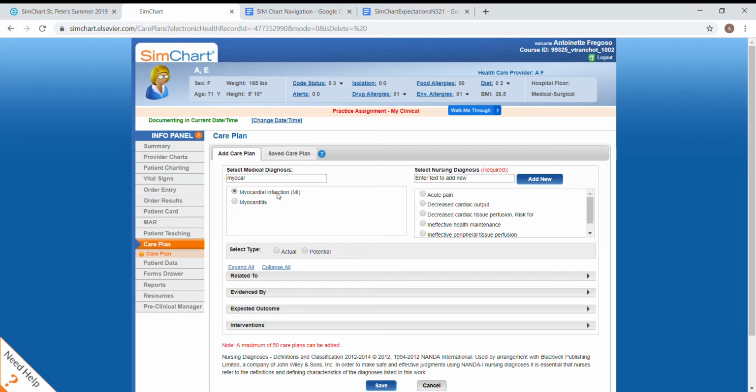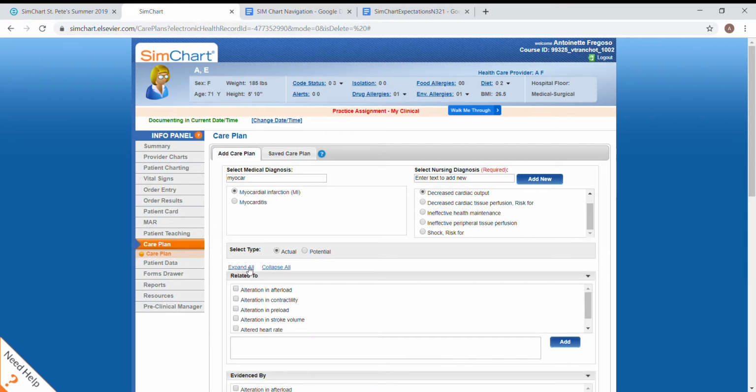One thing to make note of is that you are not allowed to use a medical diagnosis for your nursing diagnosis. The way we use this in nursing is that we change it. So for my number one, most important nursing diagnosis, it's going to be decreased cardiac output. Now, this is an actual diagnosis, it's not a potential, and we will get to that. To make it easy, I just say expand all so you can see everything.